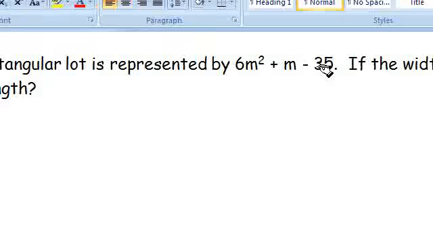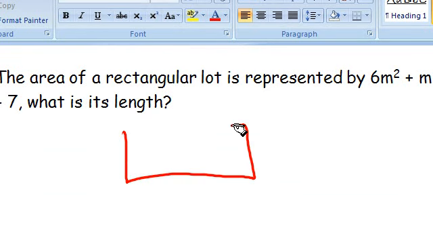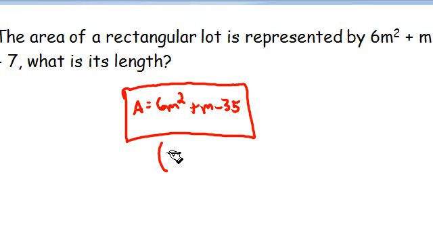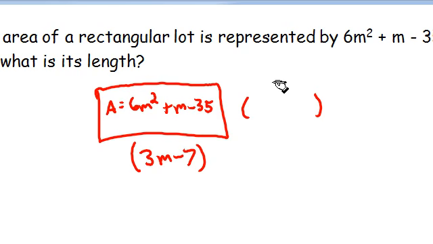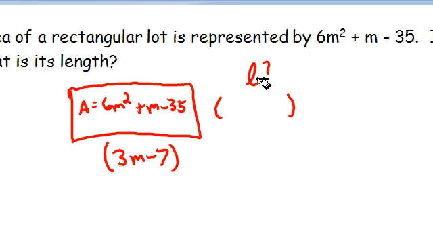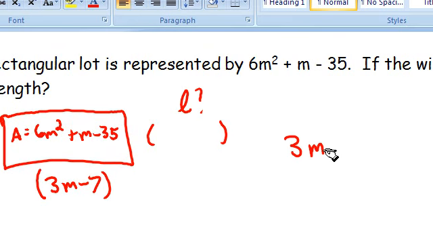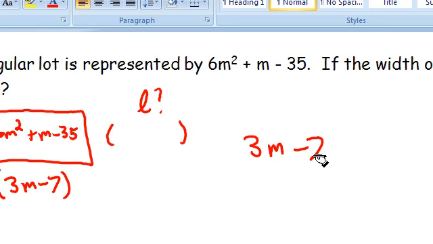Okay, let's talk about number 6 here. The area of a rectangular lot is represented by the area 6m squared plus m minus 35, and it gives us a side length. The width is 3m minus 7. Find the length. We do not know what the length is. Alright, well, what occurs to me is that we can just take 3m minus 7.